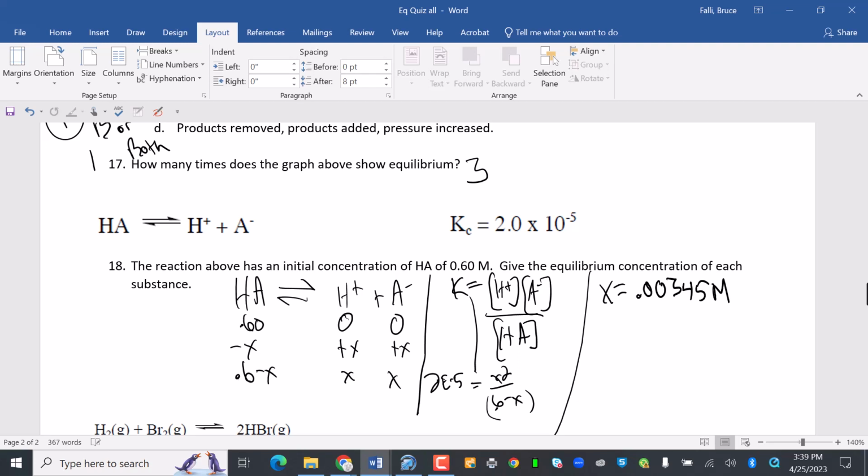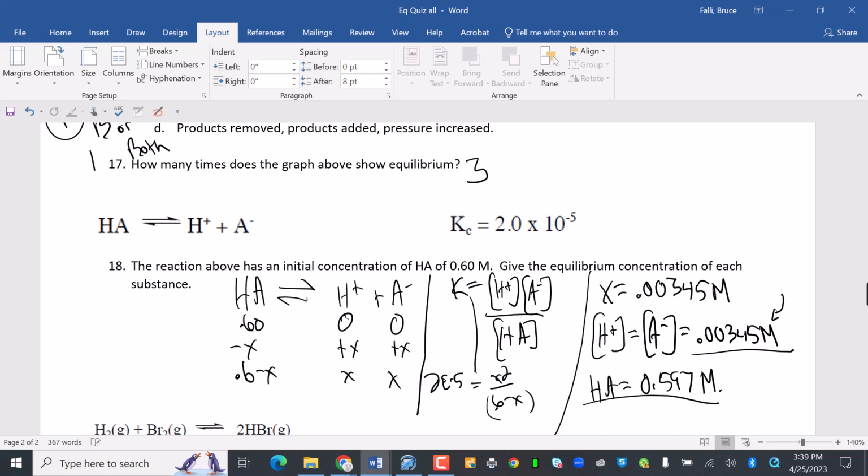0.00345 molar, which equals H positive equals A negative, 0.00345 molar. You need that. And 0.6 minus X is 0.596. So HA equals 0.597 molar. You get a little bit of wiggle in there, but you need both of those for 1 punto.